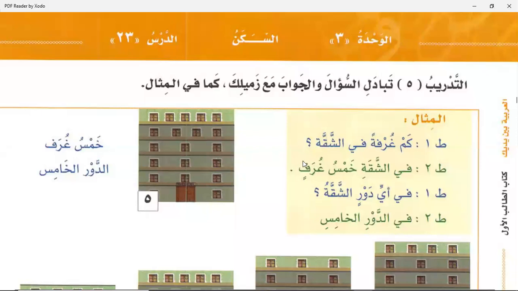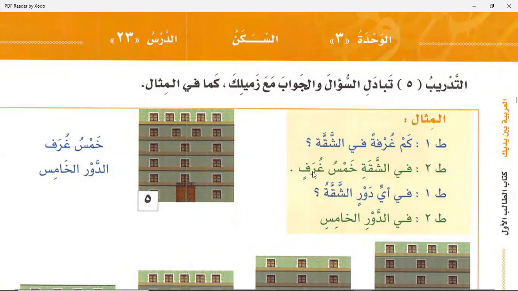Next, we are using rooms. Ghuraf means rooms. So in English also we use 5 rooms, 6 rooms. We use plural with numbers. In Arabic, from 3 to 10, we use plural word. That's why we are using ghuraf here.